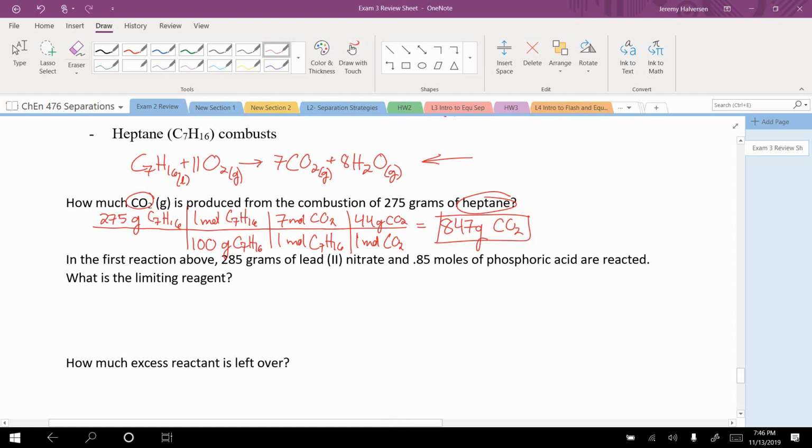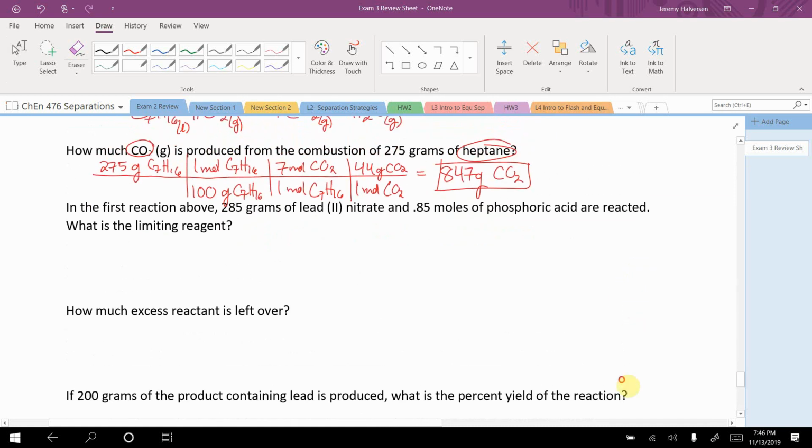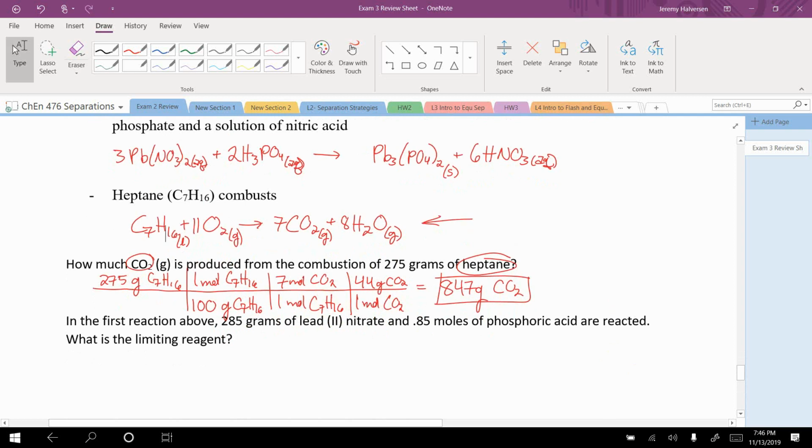We good? Okay. In the first reaction above, 285 grams of lead-2 nitrate and 0.85 moles of phosphoric acid are reacted. What is the limiting reactant? How are we going to do this? There are multiple ways to find a limiting reactant. The way that I like to do it is to pick a product, convert each thing to that product. Whatever produces less product is the limiting reactant. Okay? You want to do it?